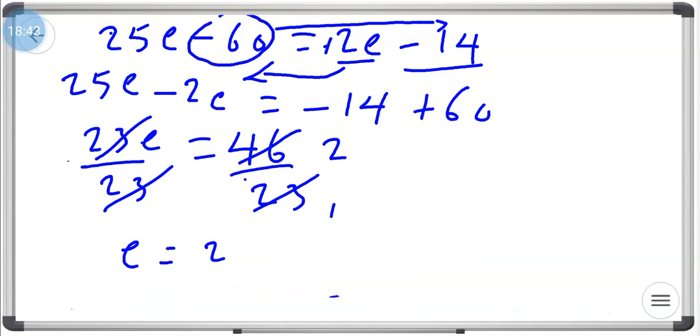Now let's substitute the value for e. Let's substitute e equals 2 into other equations to get the value of d as well. So here we said e equals 2. So let's substitute 2 for e.